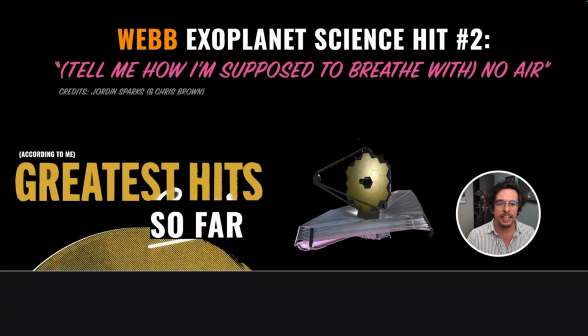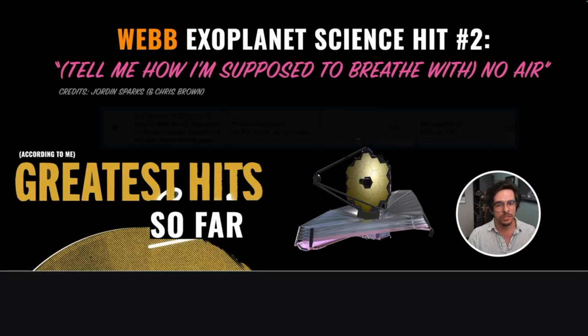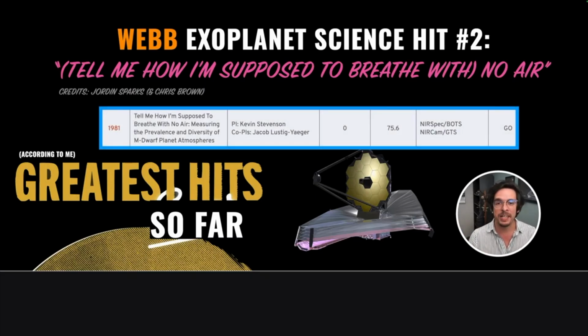The second science hit that I brought you has to do with atmospheres, and that's why I entitled this "Tell Me How I'm Supposed to Breathe with No Air," which is a song by Jordin Sparks and Chris Brown. There's another reason why I gave it this name, and that is that this is actually the name of a proposal that was written to JWST to characterize atmospheres of planets out there, which is pretty neat on its own.